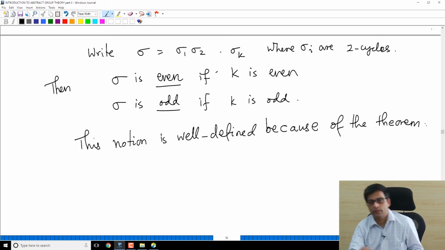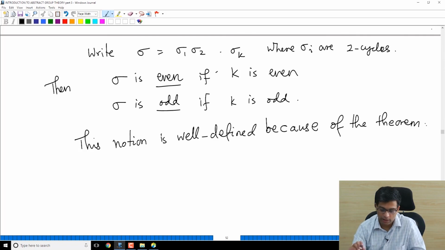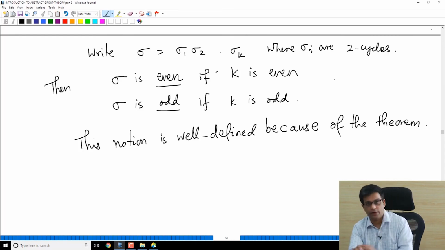See, the notion will not be well defined if some product representation has 3 transpositions, another product has 6 transpositions. Then would you define it as odd or even? One requires 3, the other requires 6. But the point is that doesn't happen. If one representation requires 3, then any other representation will require an odd number. It may not be 3, but it will be odd. So we are guaranteed that they are all odd, so we can define it to be odd. Otherwise we are guaranteed that they are all even, so it will be an even permutation.